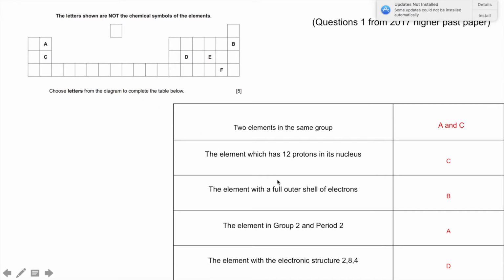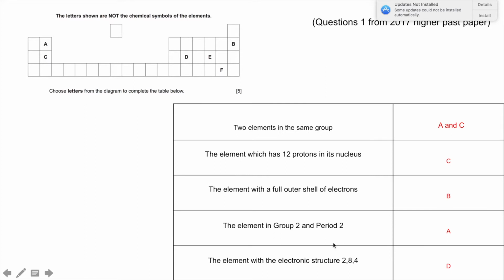The element with a full outer shell of electrons is B, which is in group 0, your noble gases. The element in group 2, period 2, is going to be A. As you know, going across the periodic table, starting at group 1, then group 2. Period 1 has hydrogen and helium, and then period 2 has your lithium and beryllium.